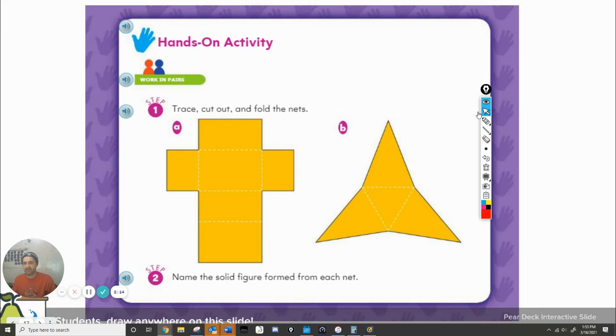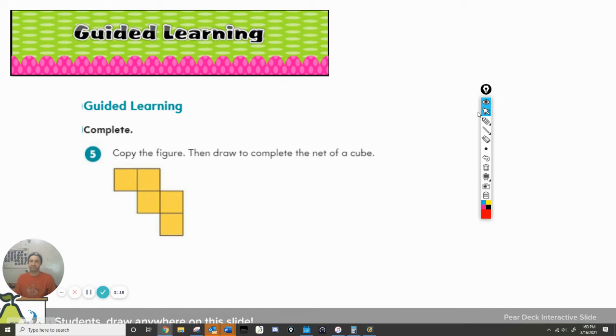Next slide. Copy the figure, then draw to complete the net of the cube. Oh, look, there's 1, 2, 3, 4, 5. What do we need to do to this bad boy to make it a cube? Go. Then I'm going to think for a minute and figure it out myself.